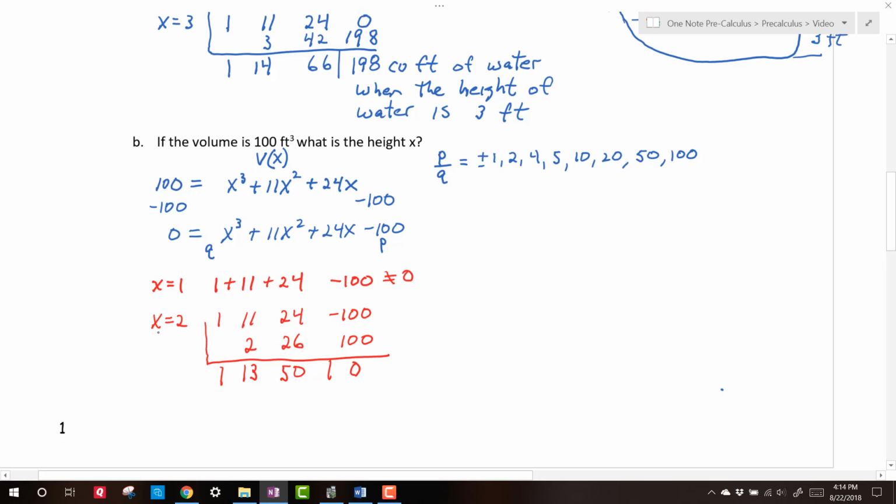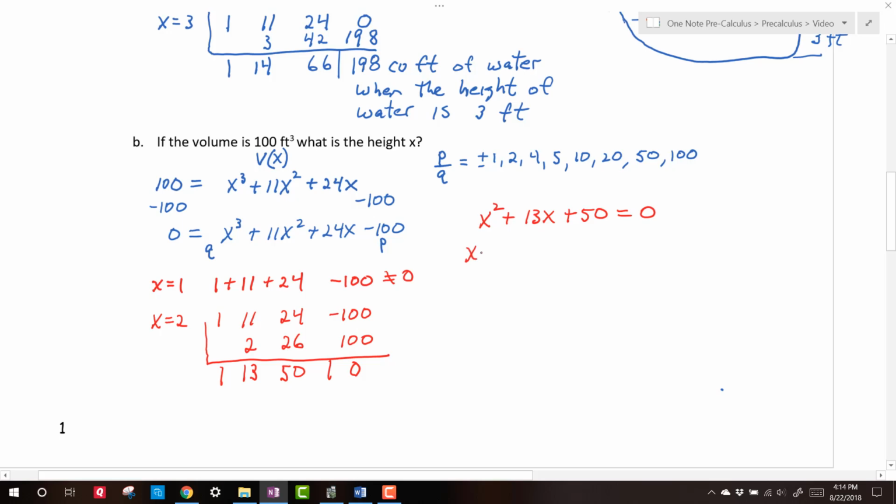So the answer could be x equals 2 feet, but I've got this polynomial left over here. I've got x squared plus 13x plus 50 left over. And I need to know, could this possibly give me one of my answers? Maybe there's another solution that's not p over q. Maybe there's a decimal value that works here. So I need to see if I can solve this guy. So we're going to do some quadratic formula, because I don't think this thing's going to factor out here with 13 in the middle there.